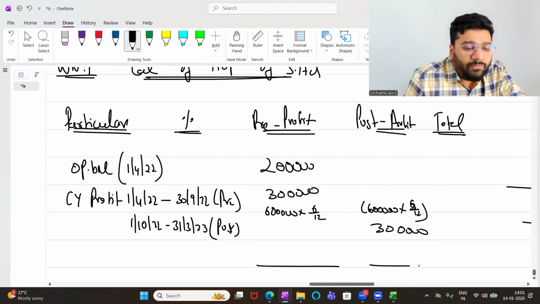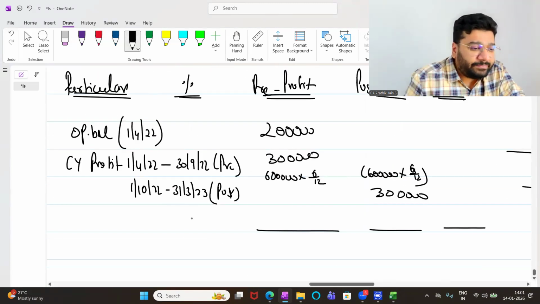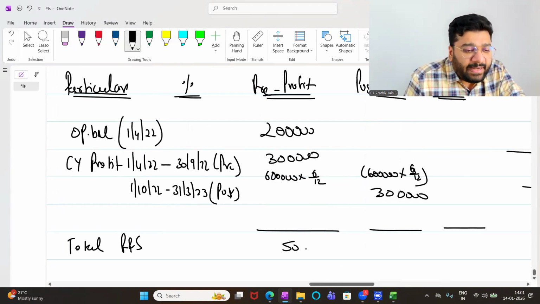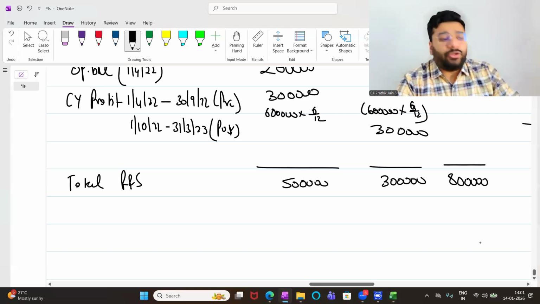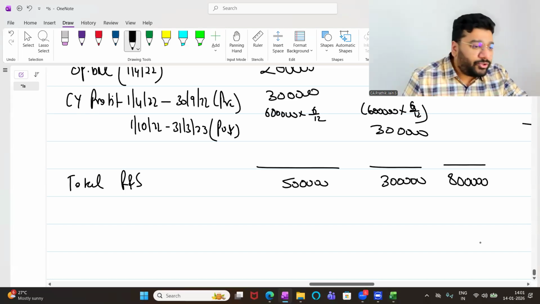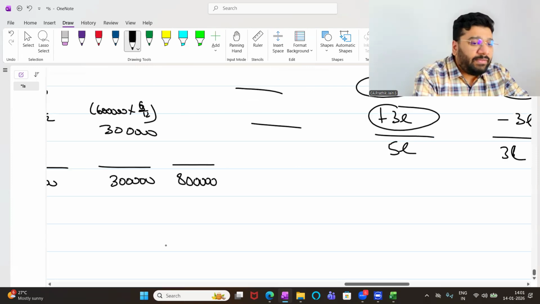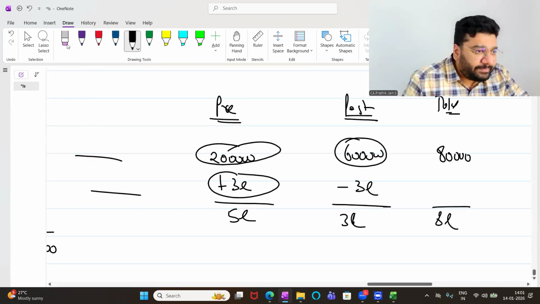In short, I got pre-profit total, or all reserves and surpluses, of 5 lakh. Post-profit for 6 months is 3 lakh. At the end of the year, it is 8 lakh. Now with this, we have to do revaluation. Time adjustment over. Now we have to do revaluation. For revaluation, what should I do? I'll just erase this.